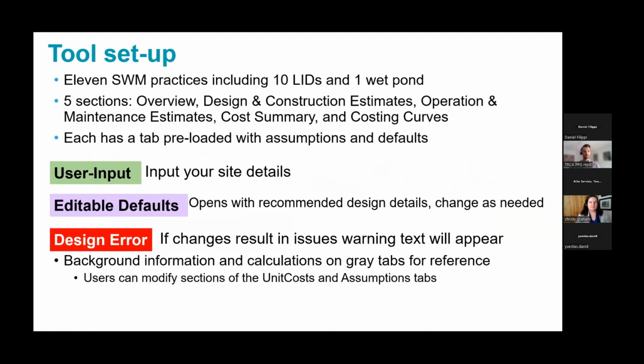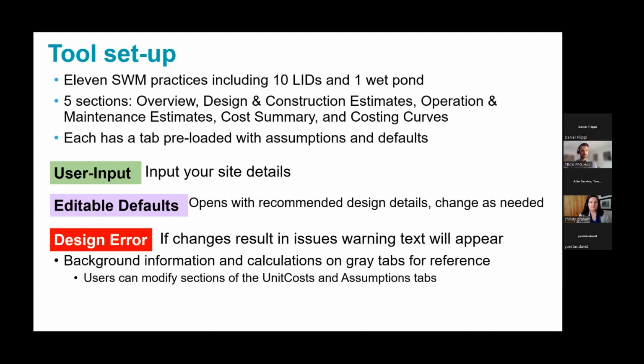So the tool currently has 10 LIDs, which include many vegetative practices, such as bioretention, enhanced grass swales, vegetated filter strips, green roofs, and dry ponds, as well as some underground hardscape practices, such as infiltration chambers and trenches, permeable interlocking concrete pavement, pervious asphalt, which can also be used to cost out conventional asphalt. And then as well, rainwater harvesting. And lastly, one conventional SWM practice was added a few years ago, and that is wet ponds. And so that's to be able to better compare conventional practice against the LIDs.